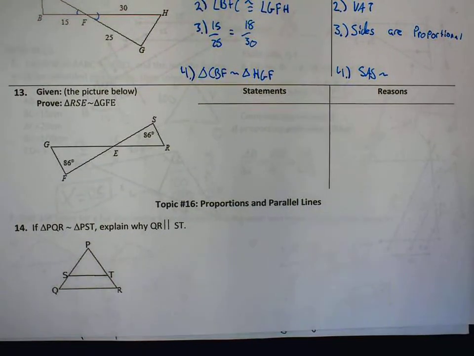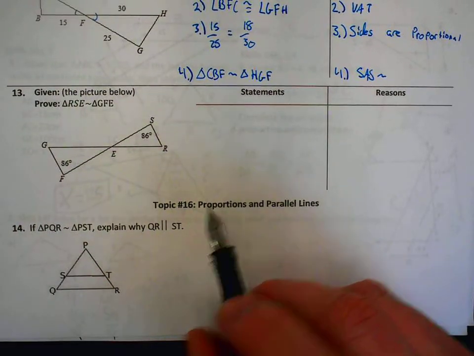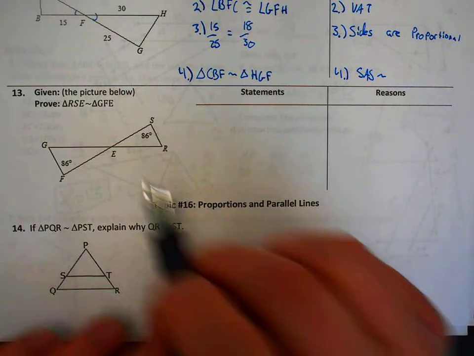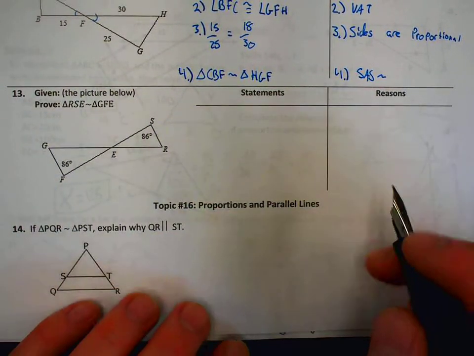This is the Unit 6 review packet, Topic 16 video. We will start where we left off with Topic 15. We had one more proof to complete. It says, given the picture below, prove triangle RSE is similar to triangle GFE.